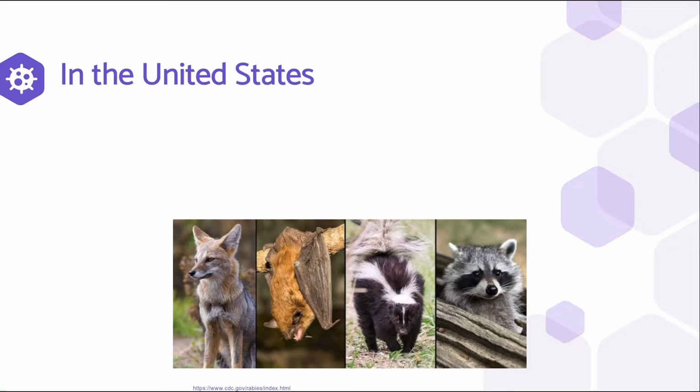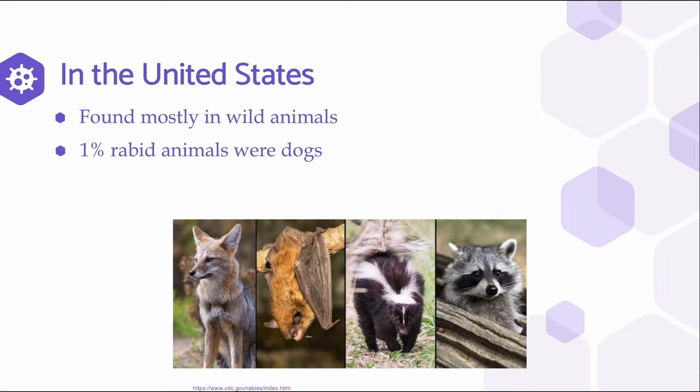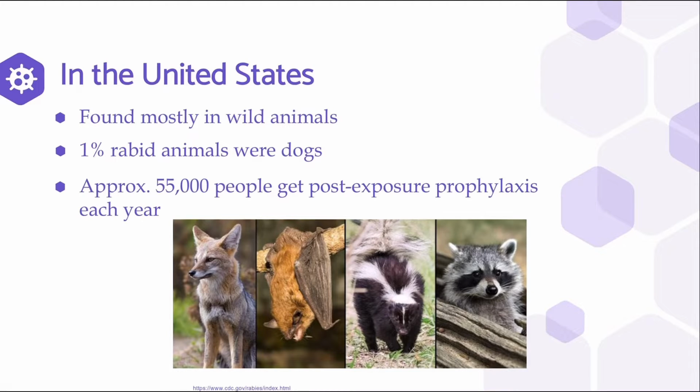In the United States, most rabies cases are found mainly in wild animals, rarely dogs due to vaccination requirements. Only 1% of all reported rabid animals were dogs compared to the rest of the world, where it's over 90%. Approximately 55,000 people get post-exposure prophylaxis each year, which consists of a dose of human rabies immune globulin.